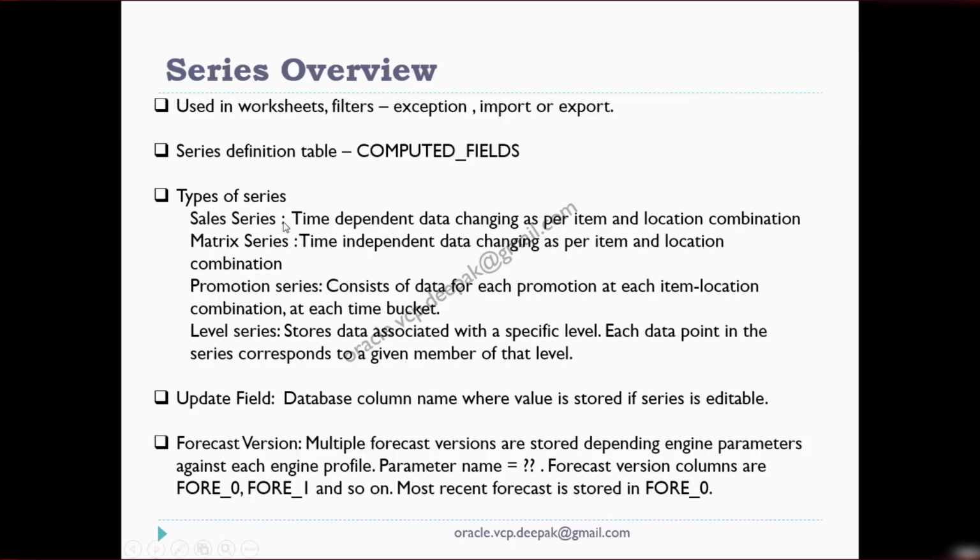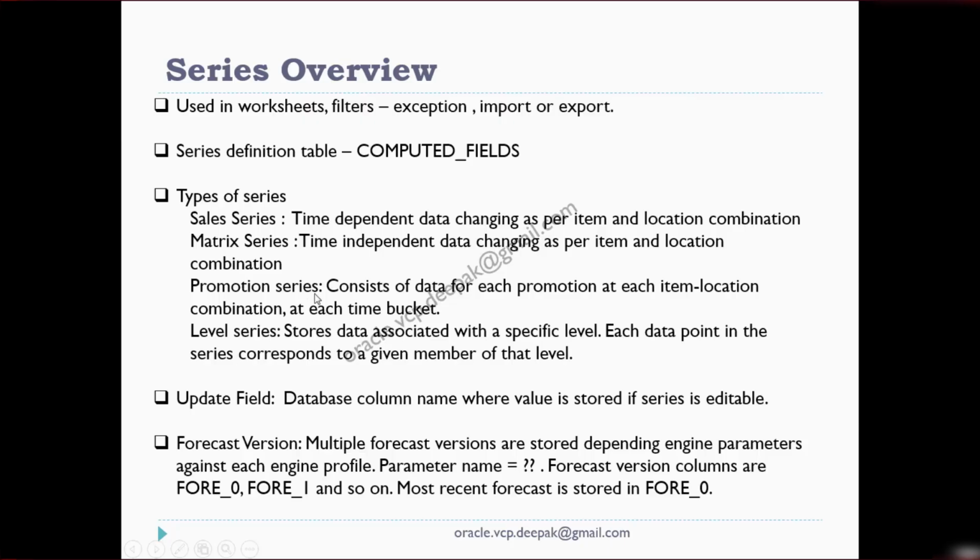And now these are the types of the series. So sales data series, this is the sales series. It is specific to your time, item and location. Right, so it's time dependent data of item and location. Then the matrix series. It has data specific to item and location, and that does not depend on the time. So there is no column for time in MDP matrix. So it's time independent data. So it's a combination series or matrix series.